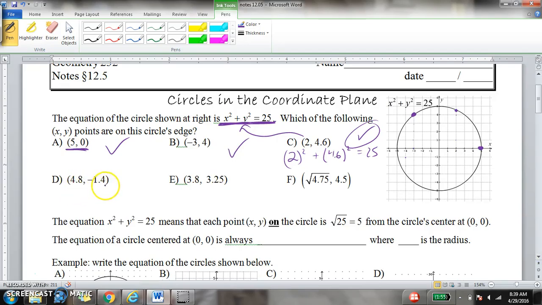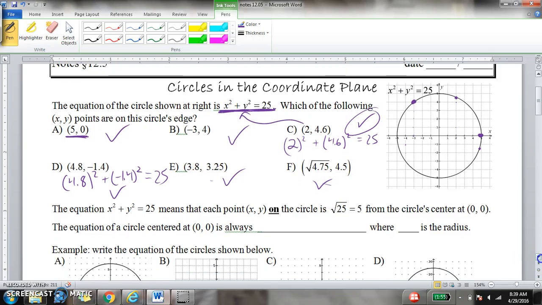Same thing with (4.8, -1.4). Maybe it's on the circle, so let's plug it in to check. Again, 4.8 squared plus -1.4 squared. When we square a negative, it becomes positive. And that one would also work if we plug those in. So we get the idea. We don't really need to check these other ones. If we plug these in, square them, and add them together, these all work.